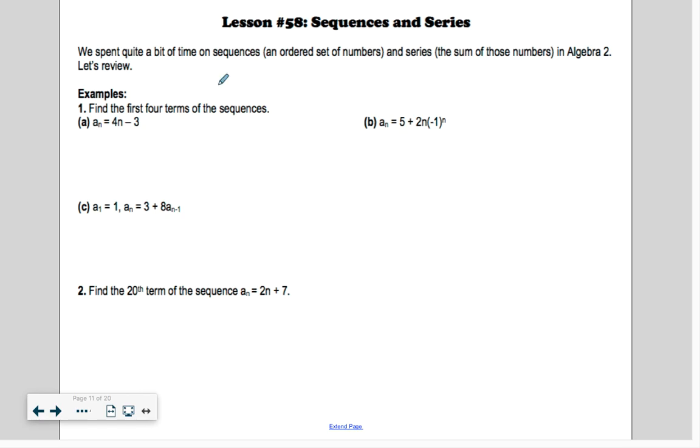So if I want to find the first term, I get 4 times 1 minus 3.